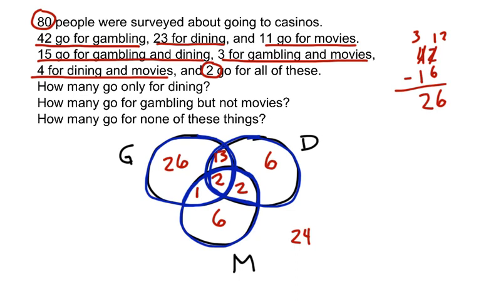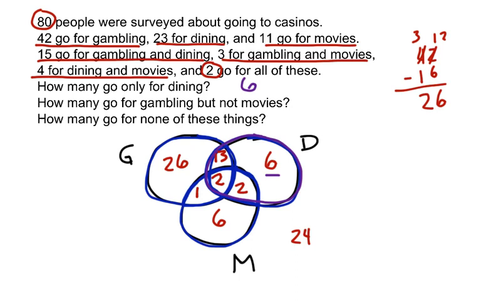So let's see. How many go for only dining? That means they go for dining, so they're inside the D circle, but they are not in any of the other circles. That means they don't go for gambling, they don't go for movies. Well, the people that only go for dining are these 6 people right here, and that's it. So how many go only for dining? 6. How many go for gambling but not movies?